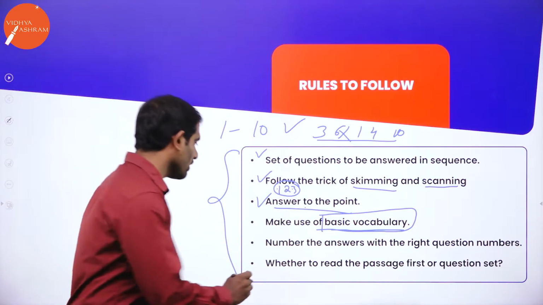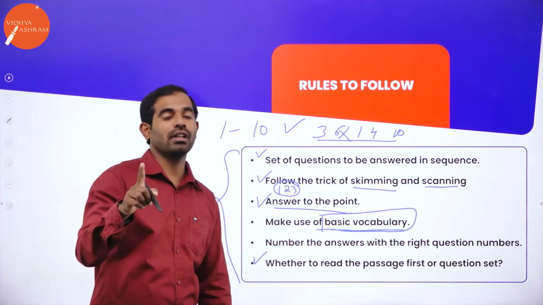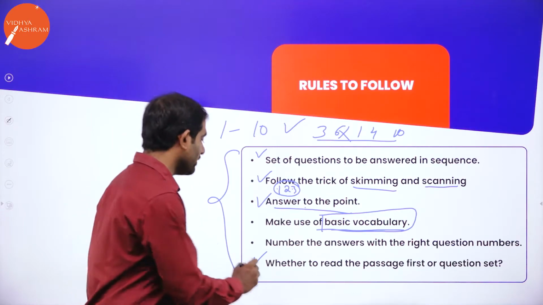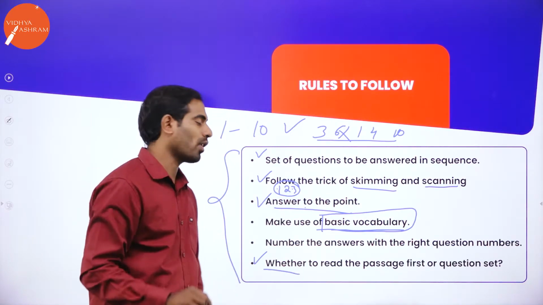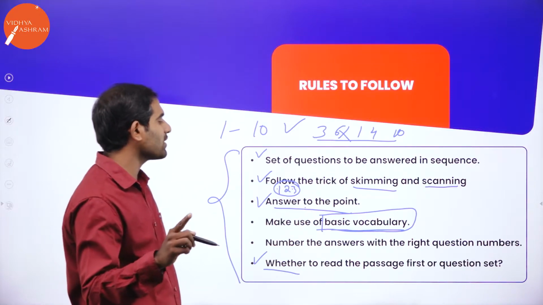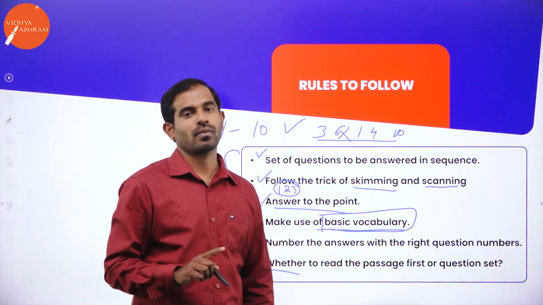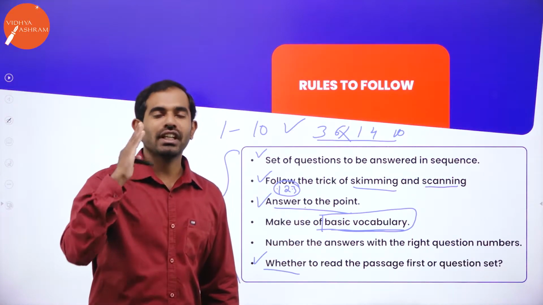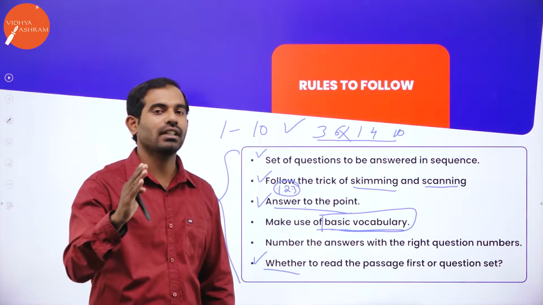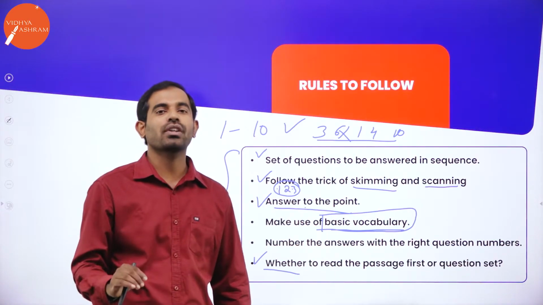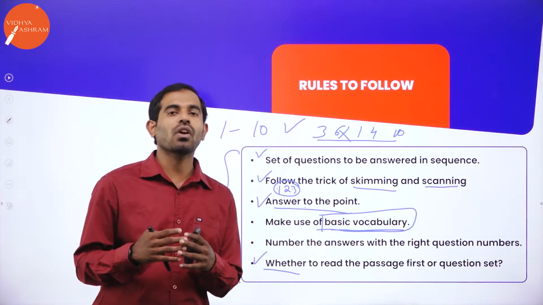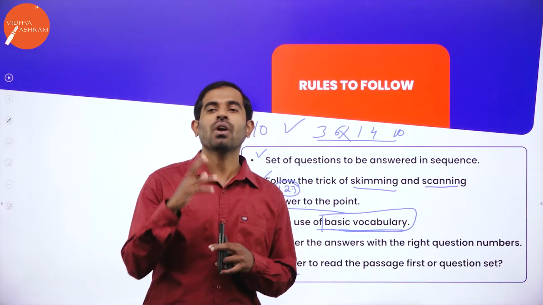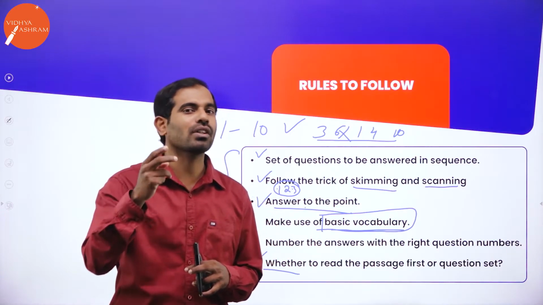Very important point. This last point is very important and it is also time saving. When you don't have enough time, you need to follow this rule. What is it? Whether to read the passage first or the question set. If you ask me, I would suggest that you go to the question set first and read all the 10 questions. No need to worry. Even if you cannot remember all 10 questions, it is okay. I am sure you are going to remember at least the first 2 or 3 questions.